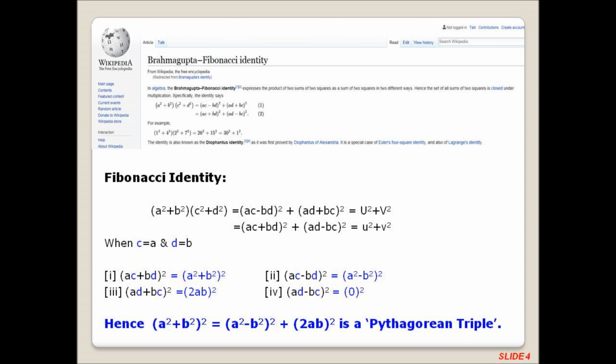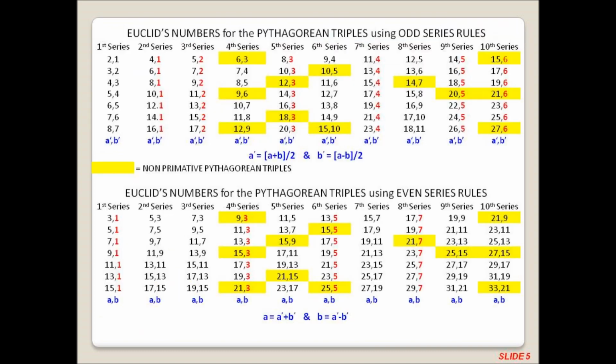The self-same identities are produced by the Fibonacci identity when A is substituted for C and B is substituted for D. How the Fibonacci identity was derived in the first place, I simply do not know, although it is simple to prove.